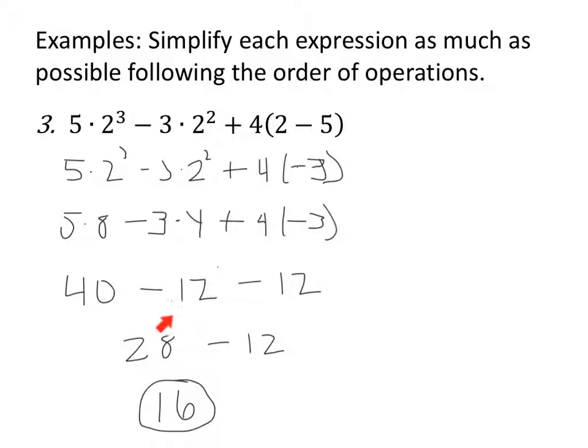And now I'm going to work from left to right. 40 minus 12 is 28. 28 minus the last 12 would give us 16, the simplified version.